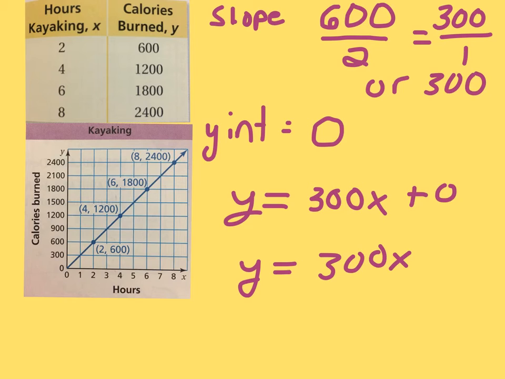Okay, so now we've done part B, where we've written a linear function that relates y to x. Our very last step, part C, is that we want to find out how many calories we burn in 4.5 hours. So here's what I'm going to do. I'm going to use that equation that we just got done writing in part B, y equals 300 times x, okay? And I want to find out how many calories that I burn when I kayak 4.5 hours.